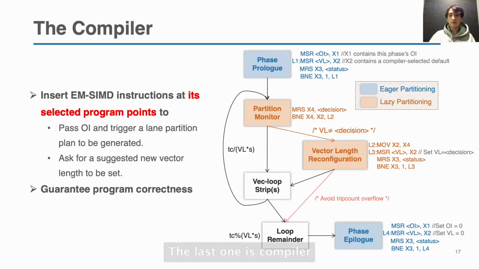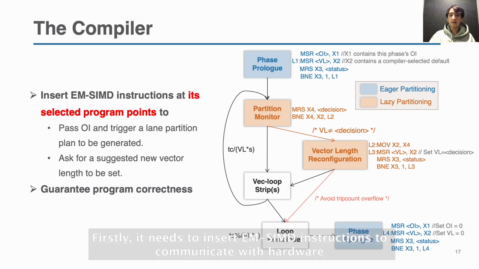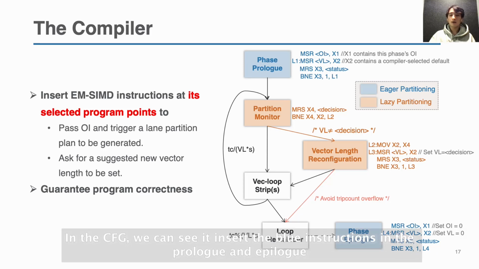The last one is the compiler. It also needs to do 2 things. Firstly, it needs to insert EM assembly instructions to communicate with hardware. In the control flow graph, we can see it inserts the blue instructions in the prologue and epilogue. They are used to pass operational intensity and trigger a line partition. The former passes the operational intensity of the current phase, while the latter passes an OI of 0 and sets the assembly length to 0.